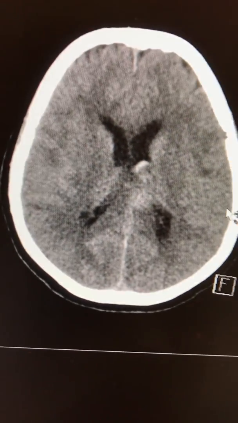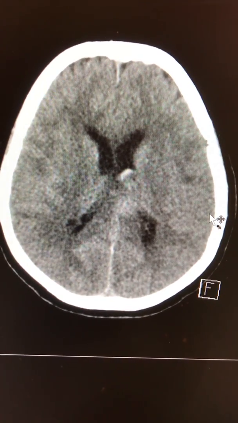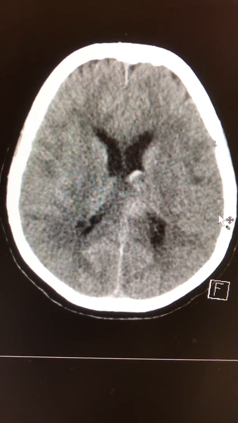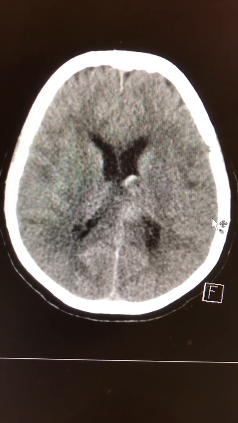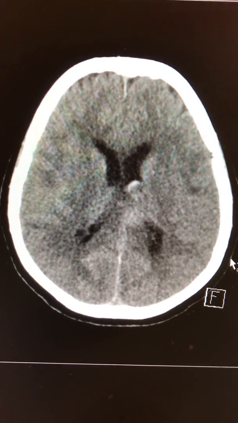This is a very interesting case, and I want you to bear with me. It's going to be a bit of a long discussion. This patient is a 57-year-old who presented with sudden onset of severe headache.